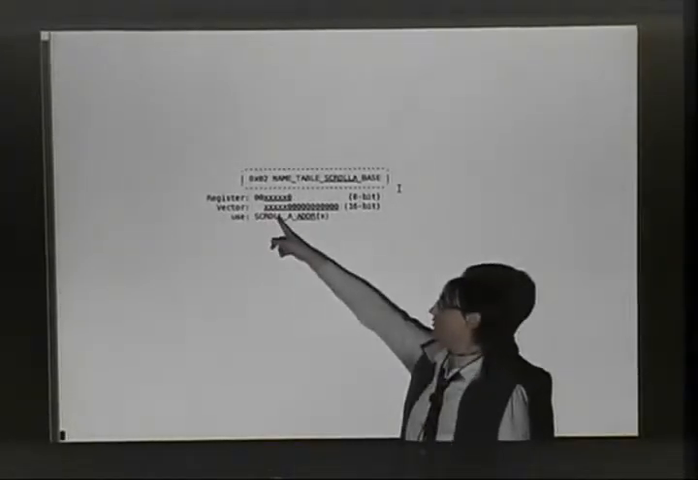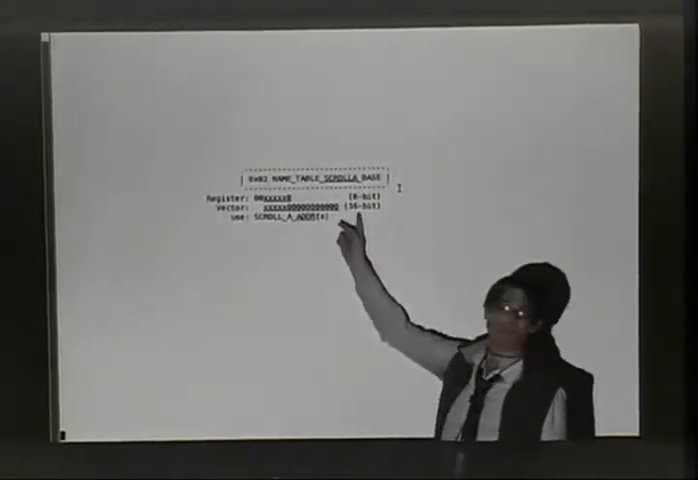Name table, scroll A, base. It's kind of a long define. I want to shorten these up in the future. You have a register. It's associated with these bits in a 16-bit vector. That vector, the VDP diagram that I showed you with the VRAM and all the associated areas, that vector represents where in memory that is going to be.